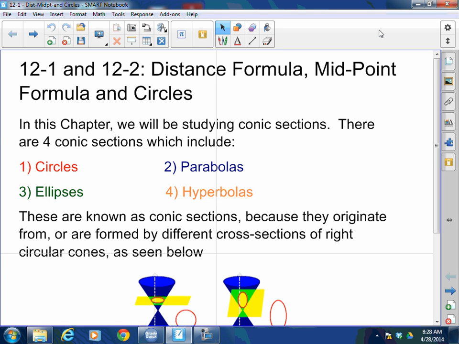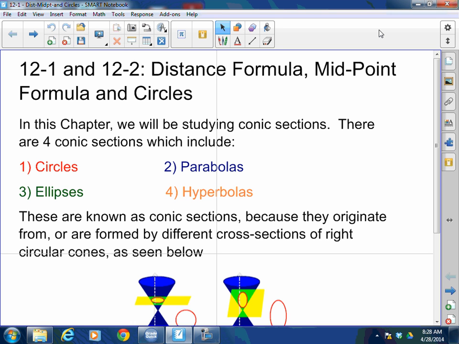Today we are going to start a very awesome part of Algebra 2, and it's called conic sections. Conic sections sound really crazy, but they're actually not that bad at all. We're gonna work on all of them, and you're gonna see how you're gonna become masters of this.